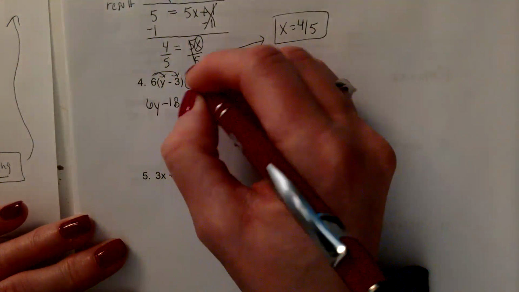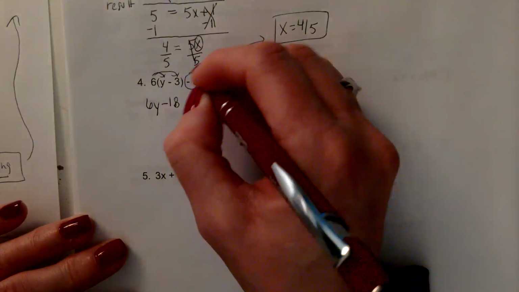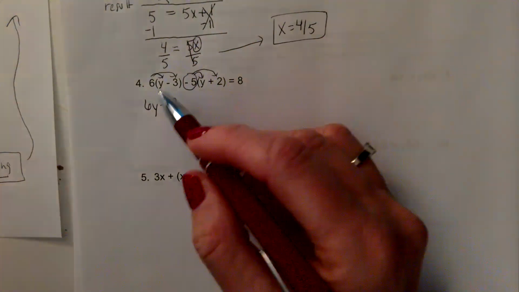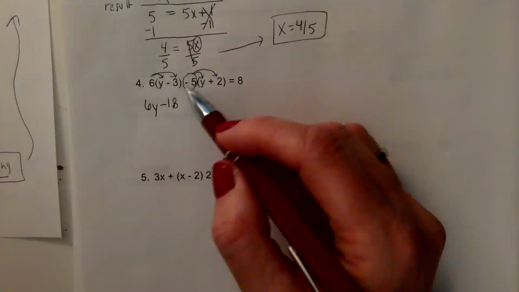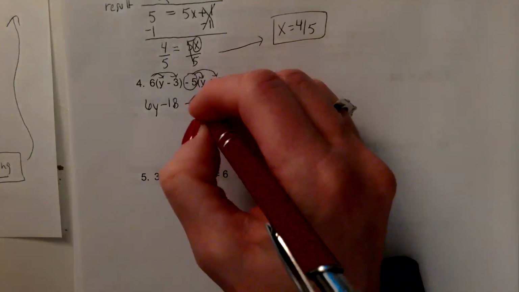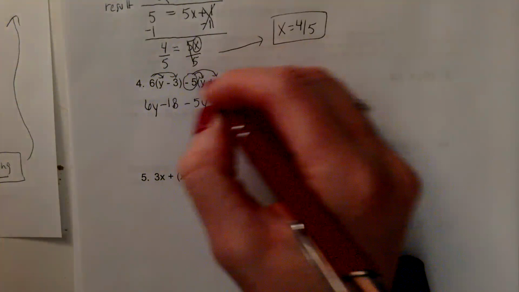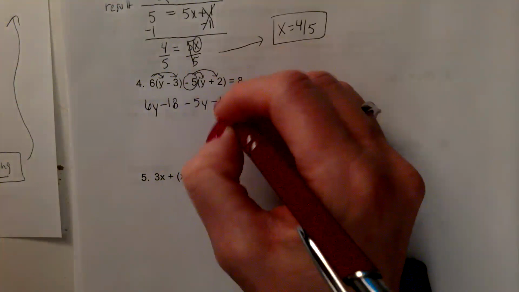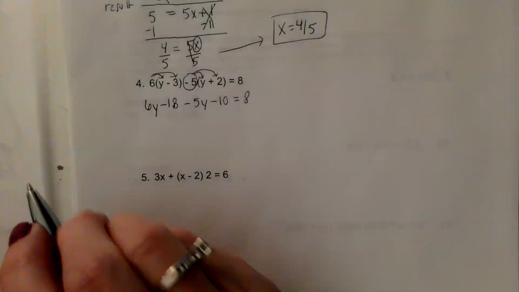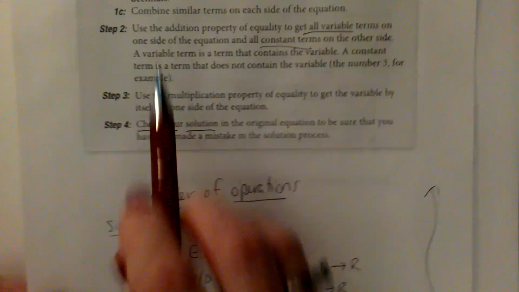And then here, this -5 gets multiplied and distributed to the y plus 2. So the number only gets distributed to the things inside the parentheses. So now I have a minus 5y, a -5 times a 2 is a -10 equals 8. So I've done this step 1.